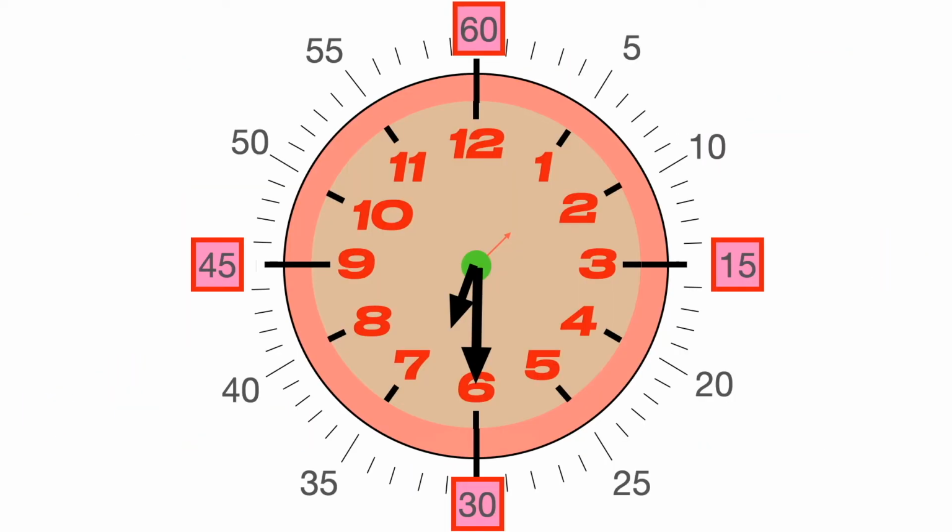An hour divided into quarters. A quarter means one of 4 equal parts. Therefore, 1 quarter is 15 minutes. The first quarter is 15 minutes, and the second quarter is 30 minutes, because 15 plus 15 equals 30 minutes. The third quarter is 45 minutes, because 15 plus 15 plus 15 equals 45.